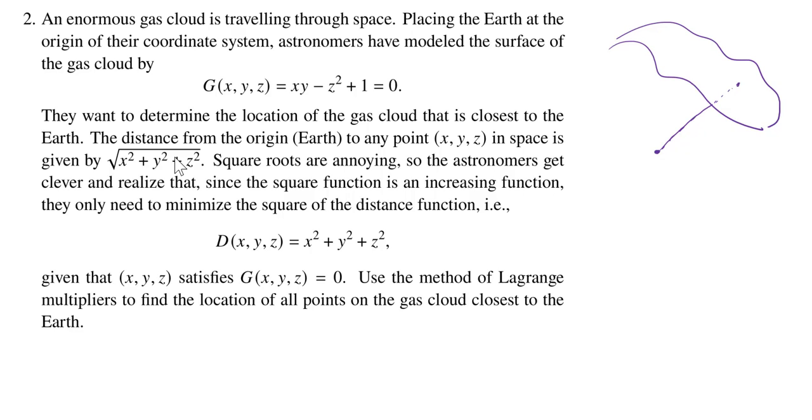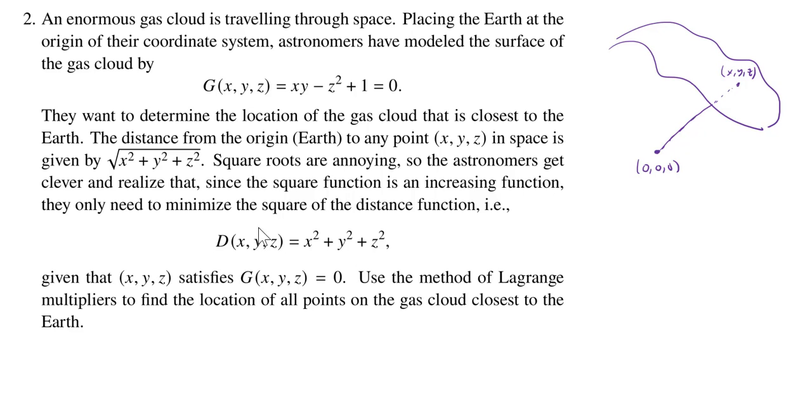At what point on that gas cloud? And so let's see, the astronomers say the distance from the origin, 0, 0, 0, to any point, say the point x, y, z, is given by the square root of x squared plus y squared plus z squared. This is just the distance formula, or if you like, the Pythagorean theorem. But because square roots are annoying, the astronomers say, why don't we just square that function? Because we know the square function is an increasing function, we might as well just minimize the square. So the square would just be x squared plus y squared plus z squared.